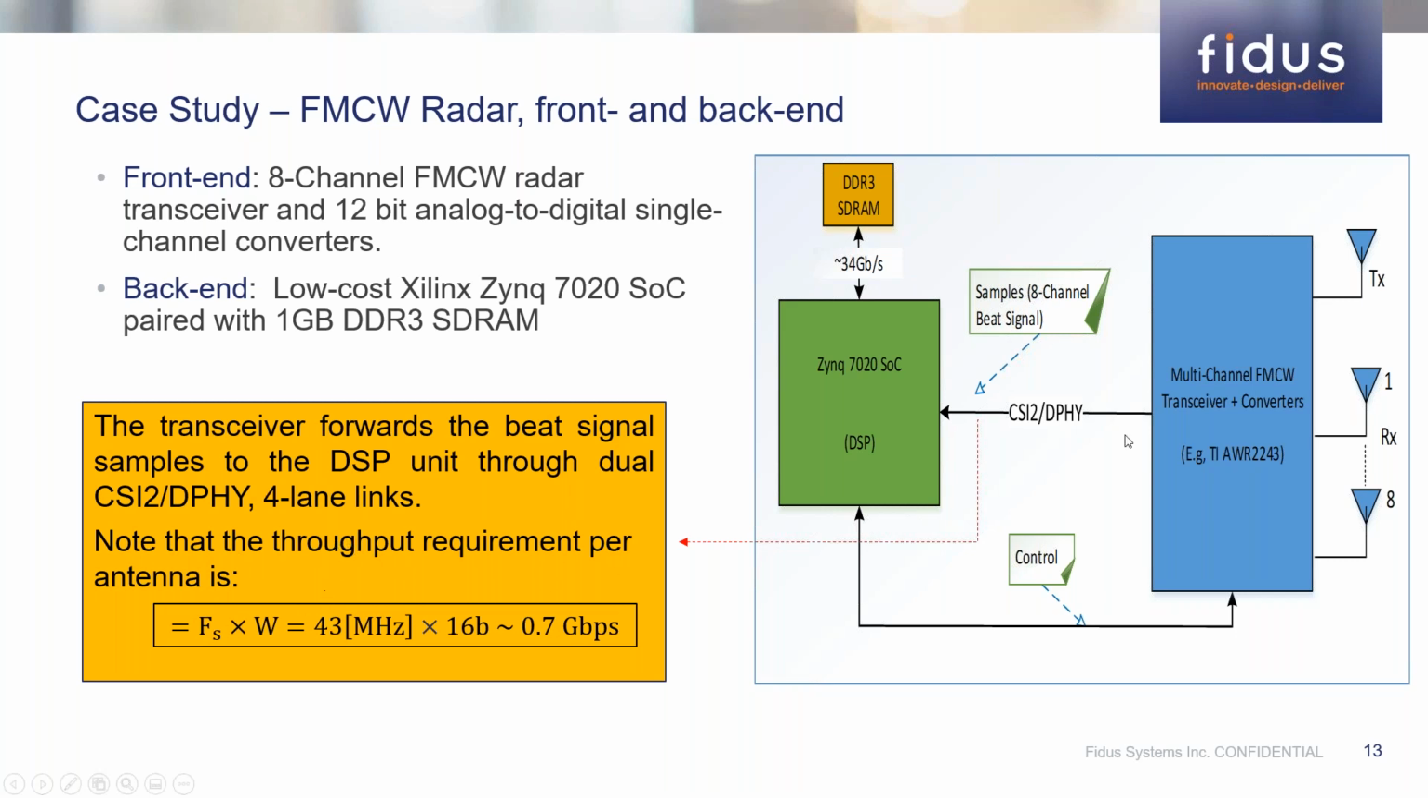And the throughput requirement can be deduced from a simple equation. It's the sampling rate times 16 bits. Even if it's a 12-bit resolution ADC, the transceiver is going to zero pad the samples to 16 bits. So the required bandwidth or throughput for each link is 0.7 gigabit per second. Note that D-PHY can go up to 2.5 gigabit per second, so we are fine here.